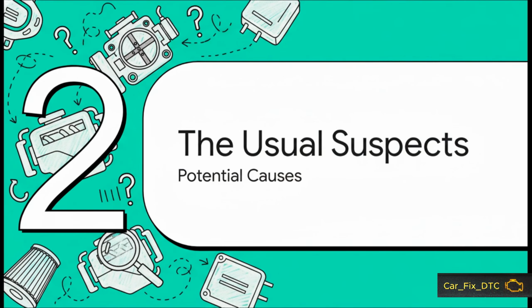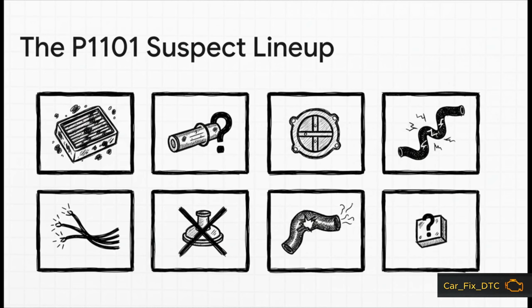So, what could possibly be causing all this confusion? Well, there's not just one single answer. It's time to line up the usual suspects and figure out who's the real culprit behind this code. And wow, look at this list. It's quite a lineup, right? The problem could be something super simple and cheap, like a dirty air filter, or it could be something a bit more tricky, like a bad sensor or a vacuum leak.